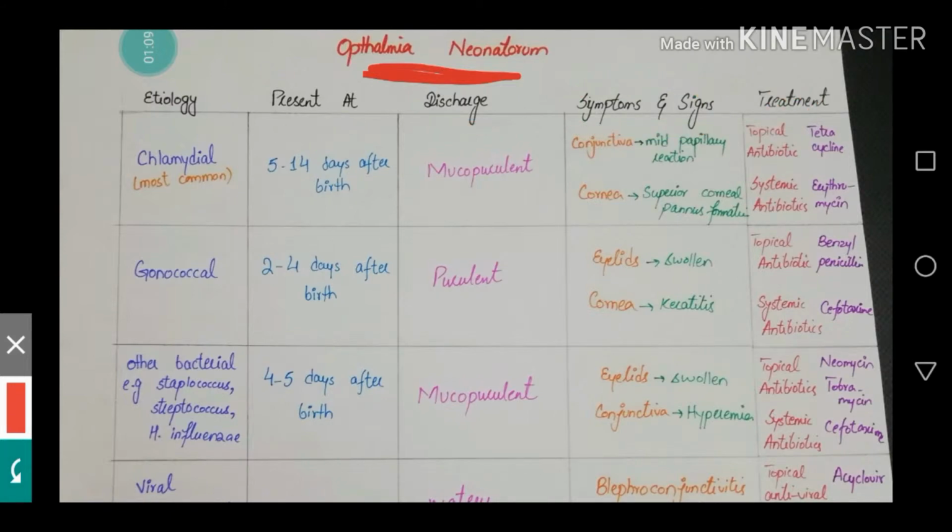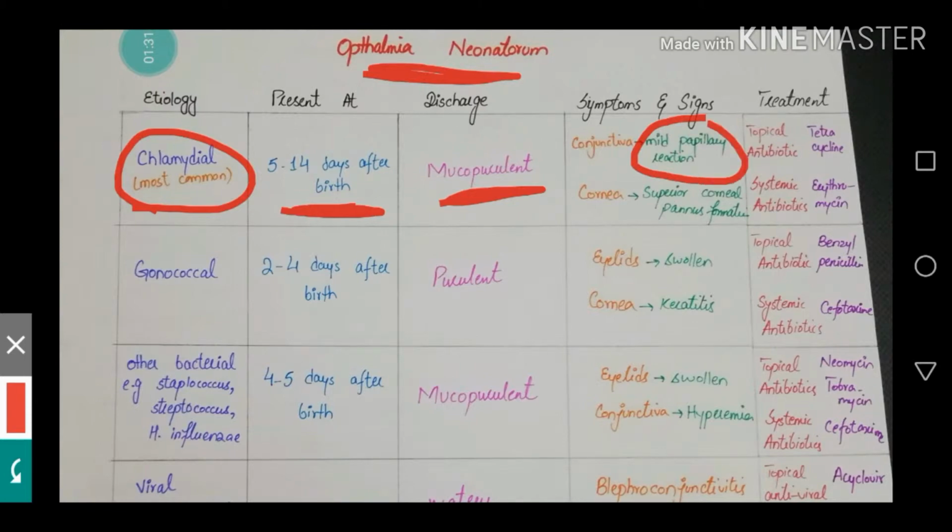Now going into the detail, the most common bacteria responsible for causing ophthalmia neonatorum is chlamydia. It specifically presents at the 5th to 14th day after birth with a mucopurulent discharge from the eyes. In the conjunctiva, there will be a mild papillary reaction. By this we mean that small finger-like projections will start developing in the conjunctiva, and in the cornea there will be superior corneal pannus formation.